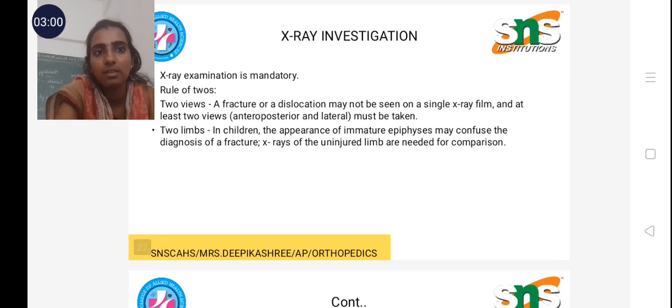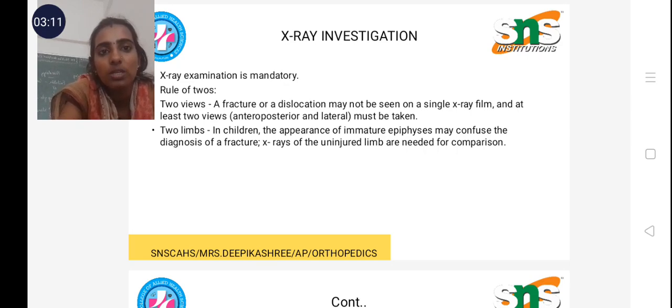Another diagnostic method is X-ray. The X-ray is the major helpful diagnostic method, and it is mandatory for bone injuries. There are two rules: two views and two limbs. A fracture or dislocation may be missed on a single X-ray view, so at least two views, anteroposterior and lateral, must be taken.